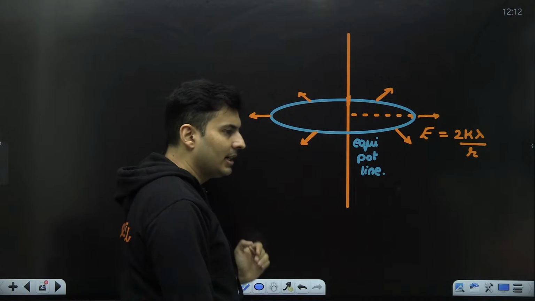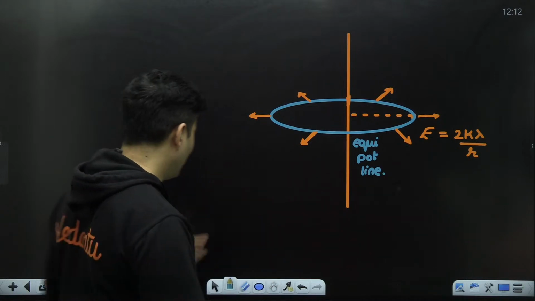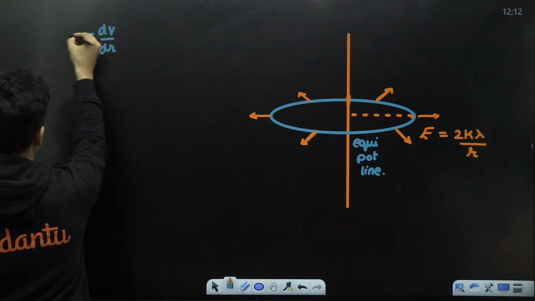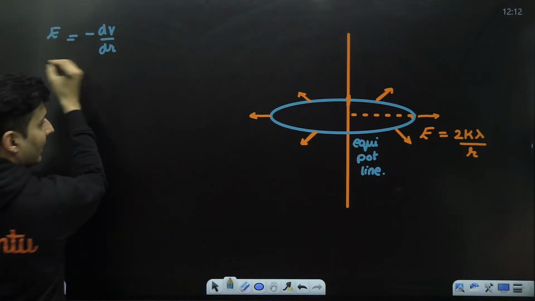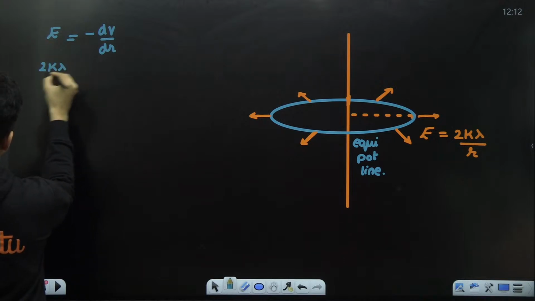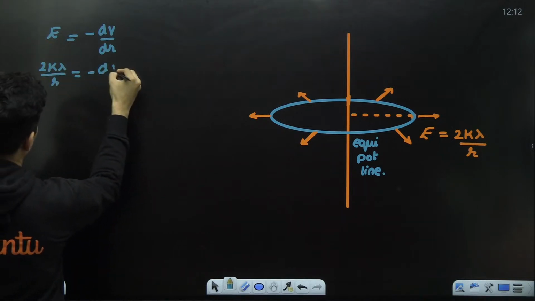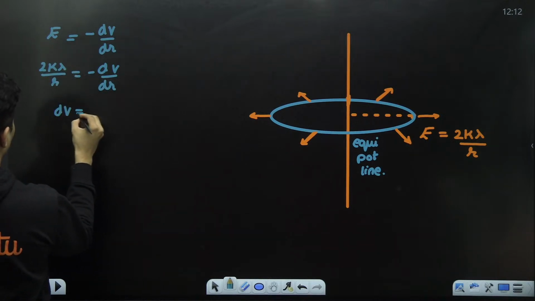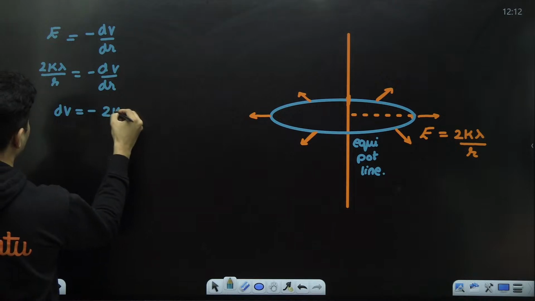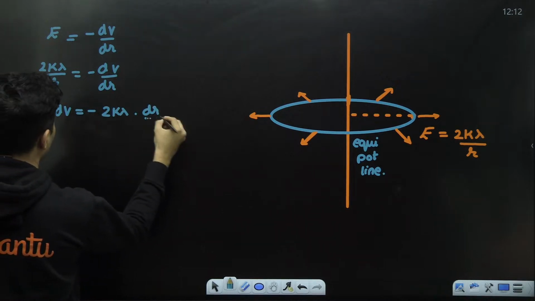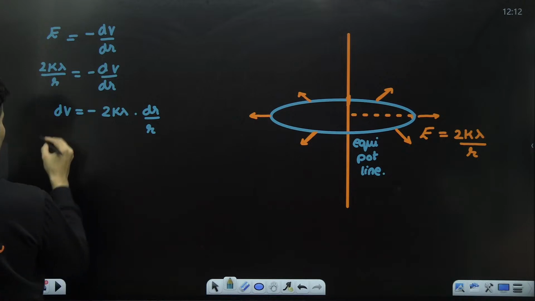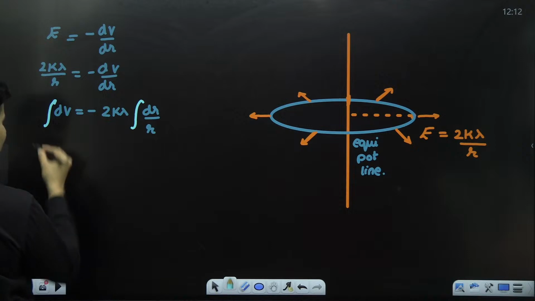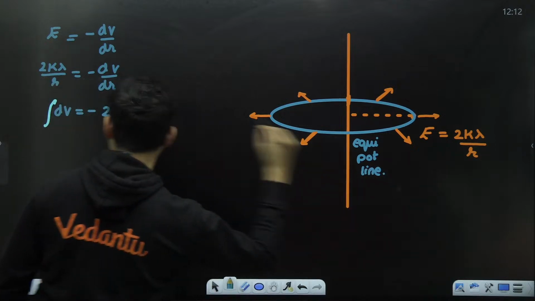So we write minus dV by dr is your electric field, and the electric field is 2k lambda by r. Take it over here. So dV will be, with a negative sign, 2k lambda times dr divided by r. Now we just put integration over here, with a constant of integration, it's okay.